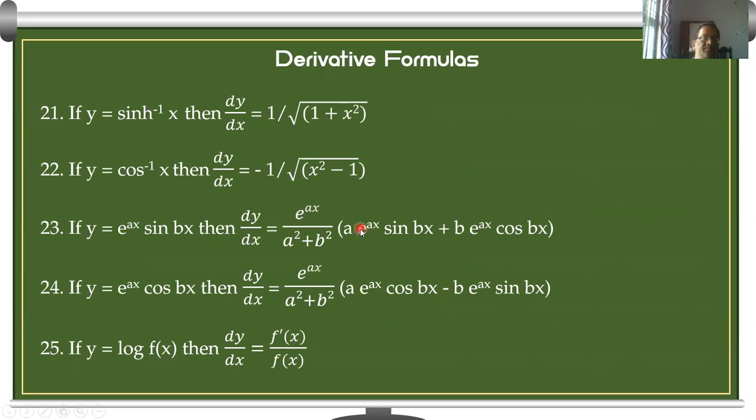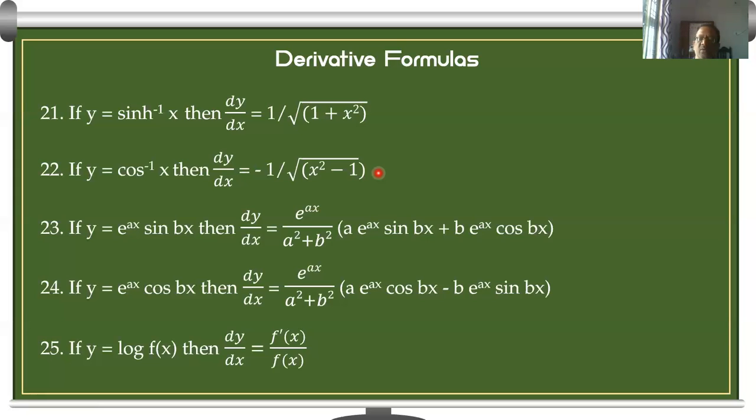Okay, now I am taking two hyperbolic function formulas. Y equal to sinh inverse x, it is equal to 1 by root of 1 plus x square. And it is cosh inverse, it is not cos inverse, cosh inverse. I'm sorry. Dy by dx equal to 1 by root of x square minus 1 now. These two formulas are enough. There is no need for the remaining formulas.